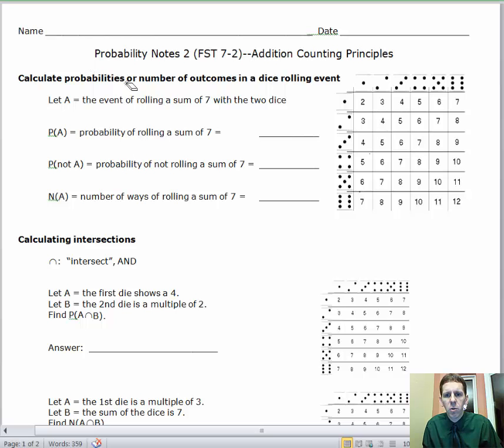This is Probability Notes 2, Addition Counting Principles. Today we're going to talk about probabilities or number of outcomes in a dice rolling event. We're going to calculate intersections and unions, and we're going to also work with Venn diagrams.